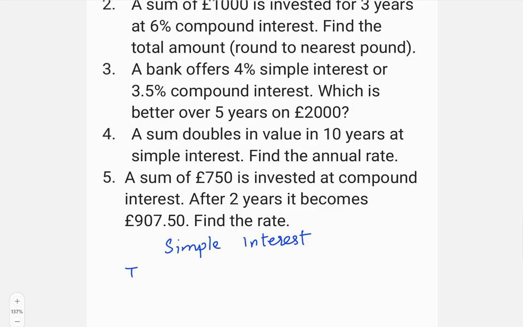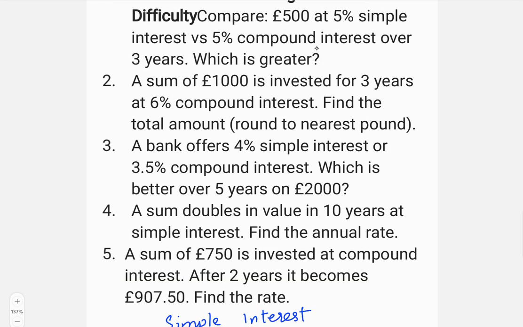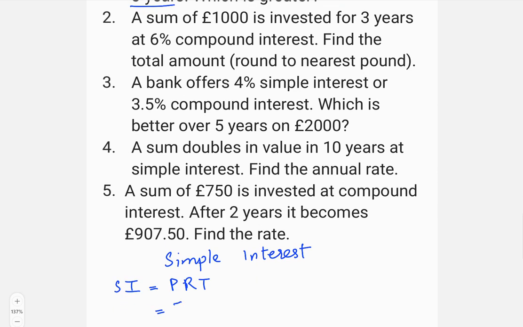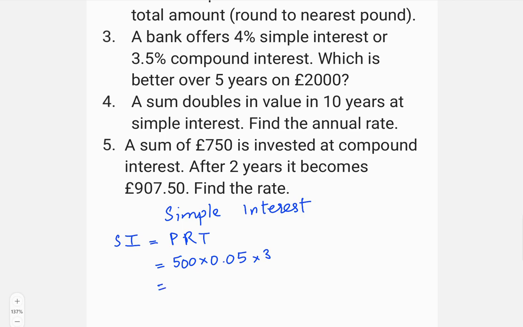For simple interest, we have a formula for interest, that is PRT, principal, rate, time. The principal is 500, the rate is 5%, the time is 3 years. So 500 times 0.05 times 3. And when you work it out, you're gonna get 75. And this is the interest. This is not the amount yet.